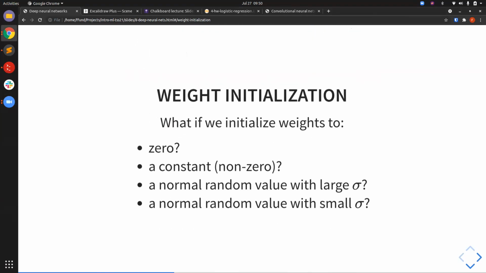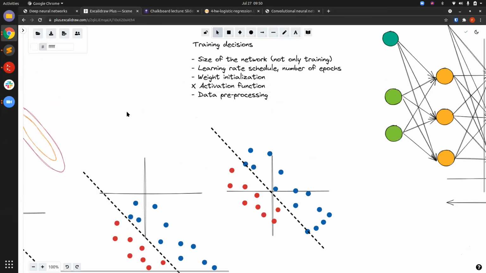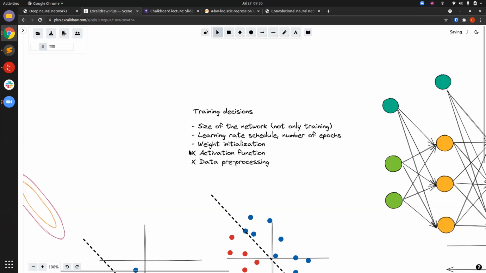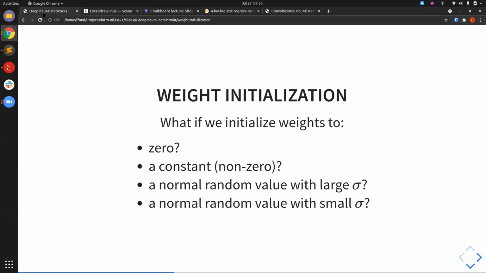Okay, so we can check another item off our list. We can choose an activation function to make the network easier to train. We can do some pre-processing to make the loss surface more friendly. Next step is weight initialization.